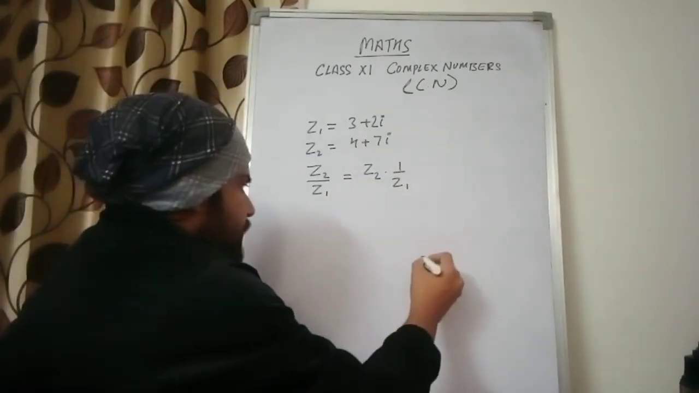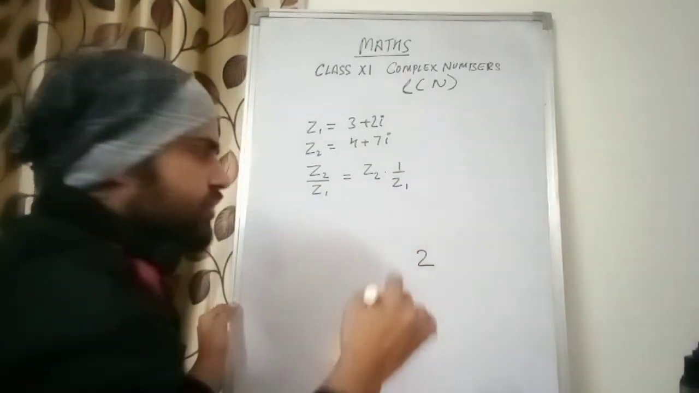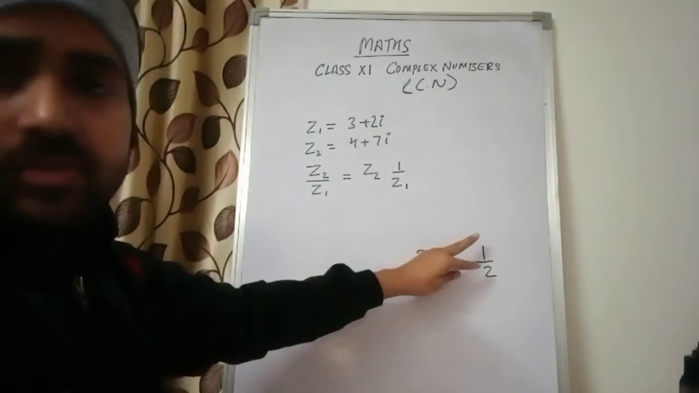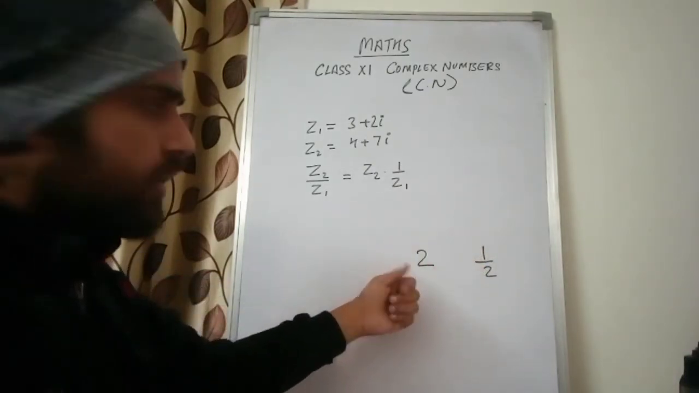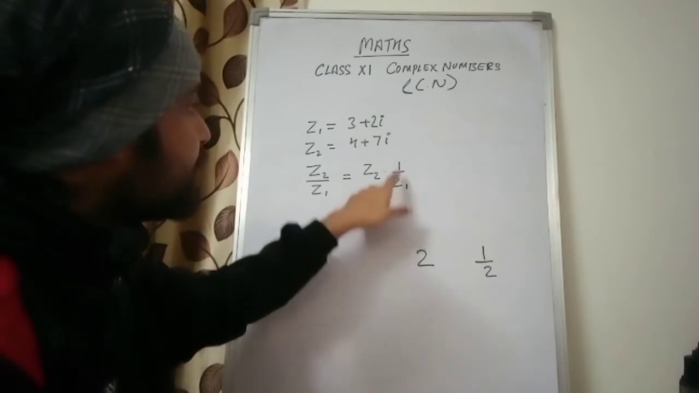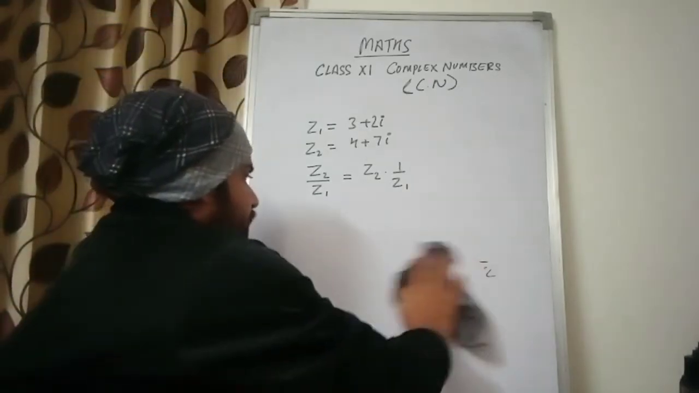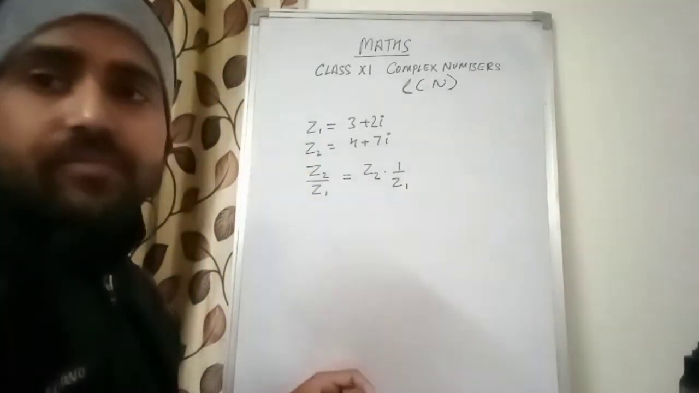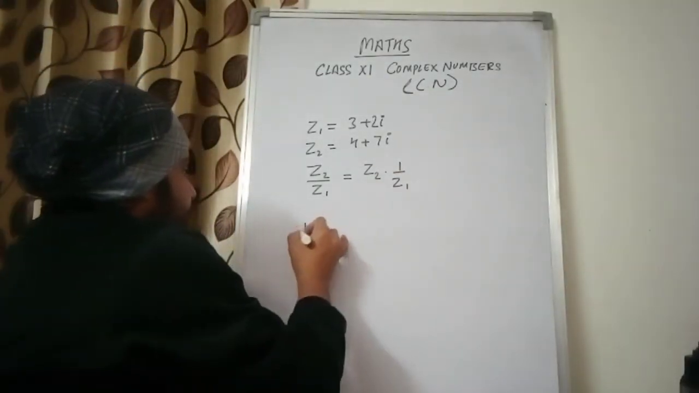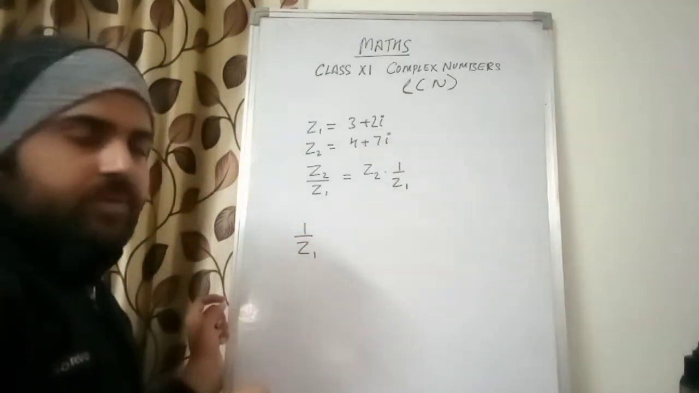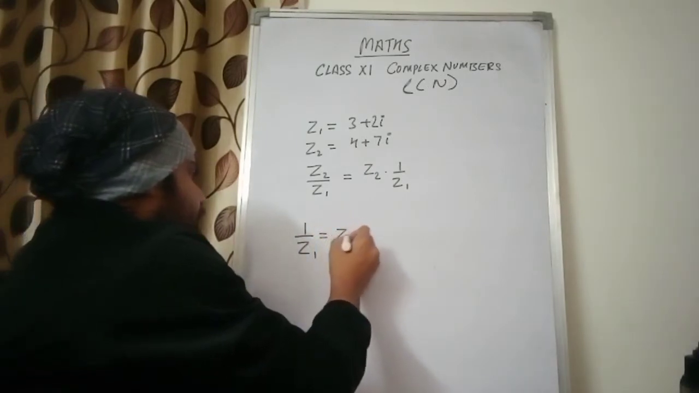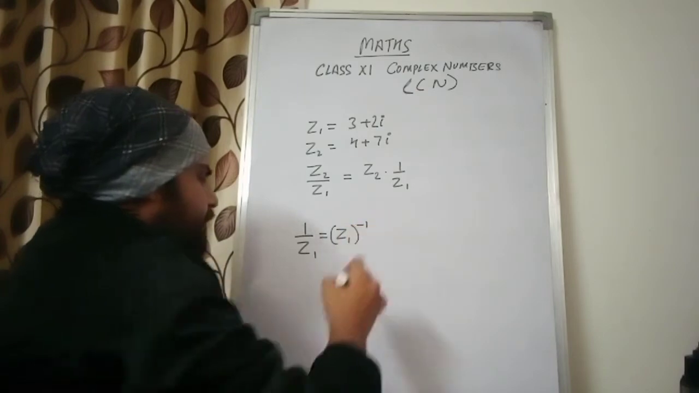If I ask you what is the multiplicative inverse of 2, you will just reciprocal it. The multiplicative inverse of 2 is 1 by 2. If I ask you what is the multiplicative inverse of 1 by 2, you will say 2. So we can say that I have to multiply this z2 complex number with the multiplicative inverse of z1. So now I have to find out what is this multiplicative inverse of z1. 1 by z1 means the multiplicative inverse of z1. So we can write this multiplicative inverse of z1 as z1 power minus 1.